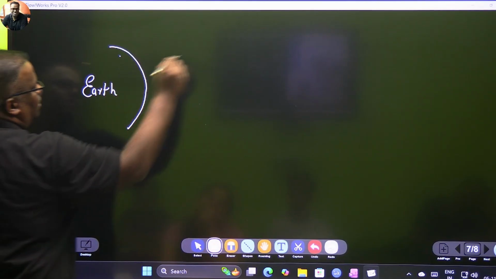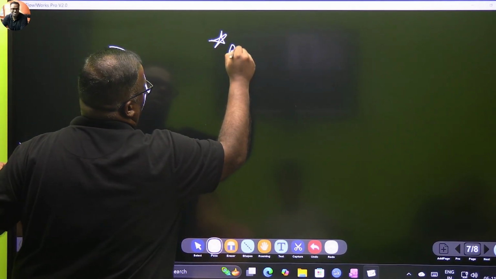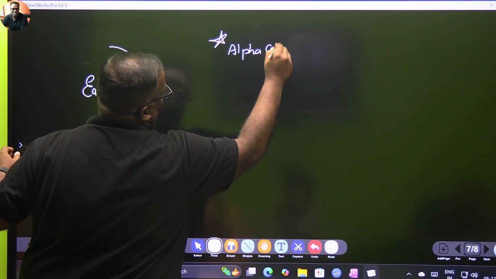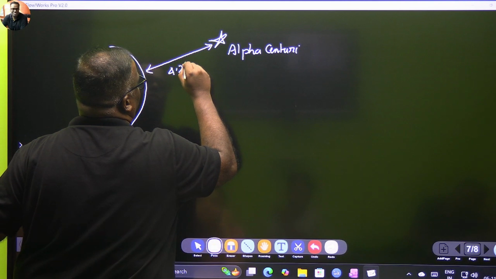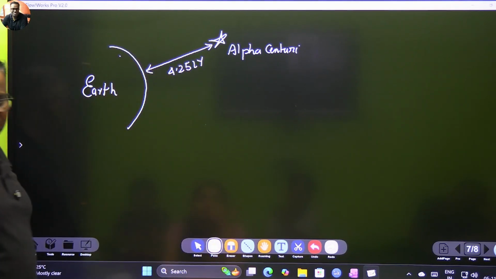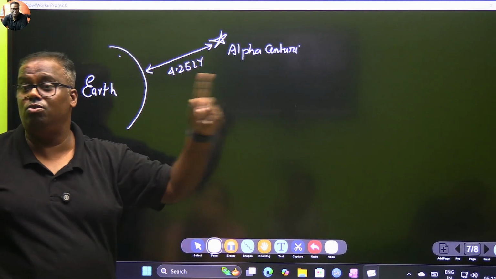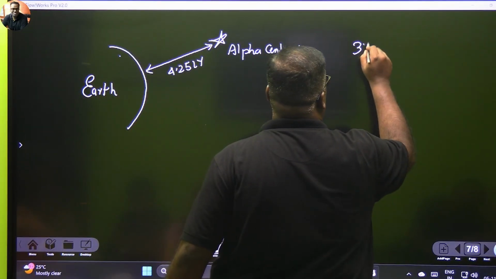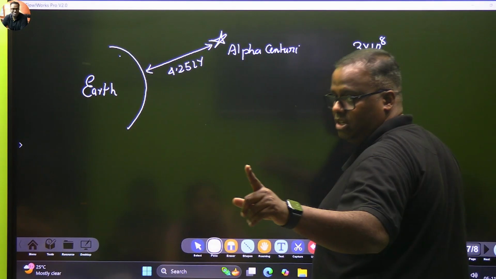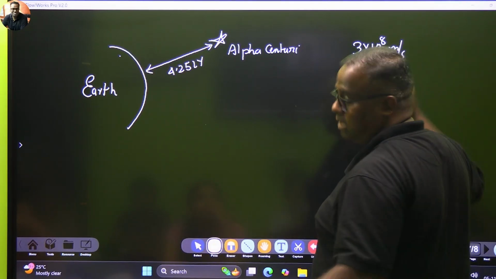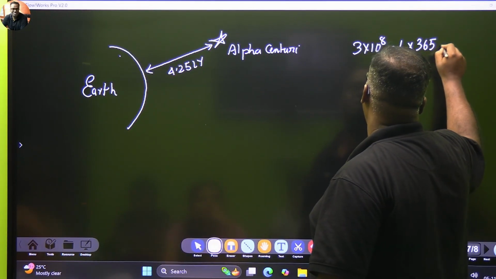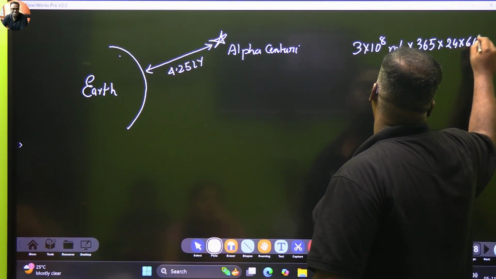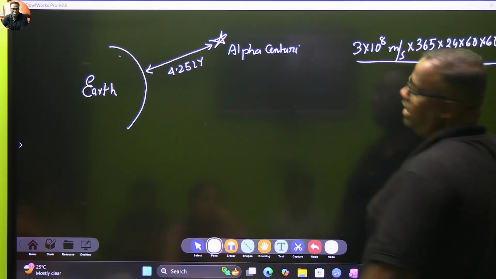As I say, this is Earth. And this is our nearest star, Alpha Centauri. This is the nearest star to Earth. The distance is 4.25 light years. What is light year? Distance traveled by light in 1 year. Light travels 3 into 10 to the power 8 meter per second. So in 1 year, light will travel 365 days into 24 hours into 60 minutes into 60 seconds. This is 1 light year.